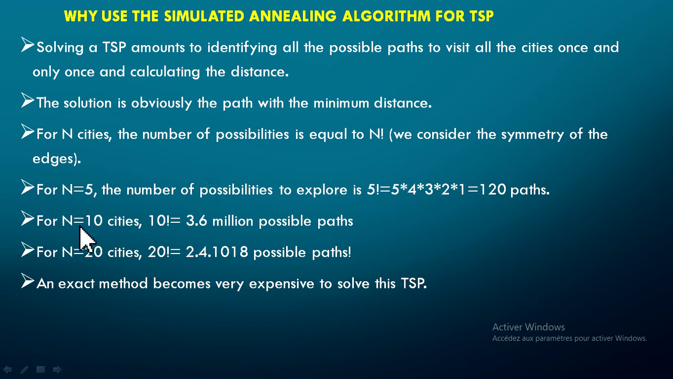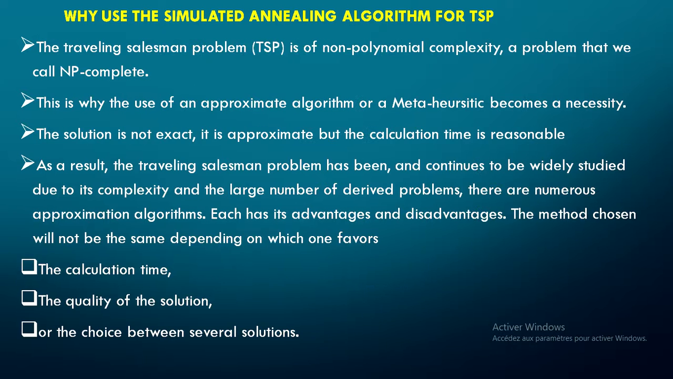For n equal to 5 we have 120 paths. For n equal to 10, we have 3 million possible paths. For n equal to 20 cities, we have a huge number of possible paths. So an exact method becomes very expensive for solving this TSP in terms of calculation time. It gives us a good quality of solution. It is an optimal solution, but it takes a long time to resolve, which is not practical. So we use meta-heuristic methods.